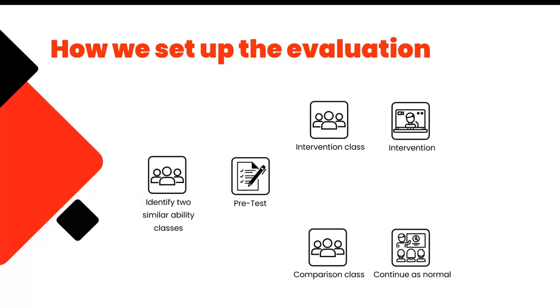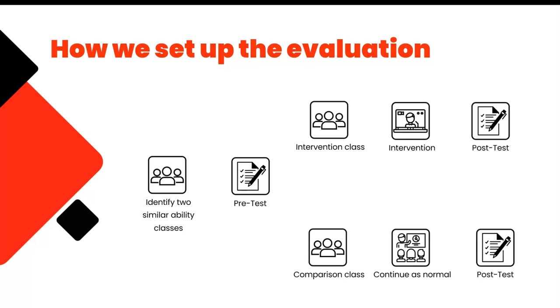The intervention will use the approach for the duration of the trial. The comparison will continue as business as usual. At the end of the trial, both groups will complete the post-assessment test. The data will be inputted into the What Works Teaches platform and an impact report generated. This will then show you how the intervention has worked in your school. If it shows promise, you can then open this up to the comparator class.